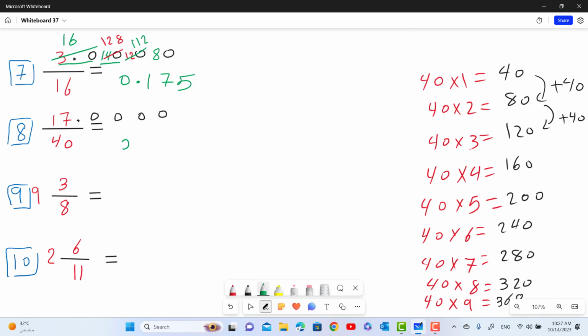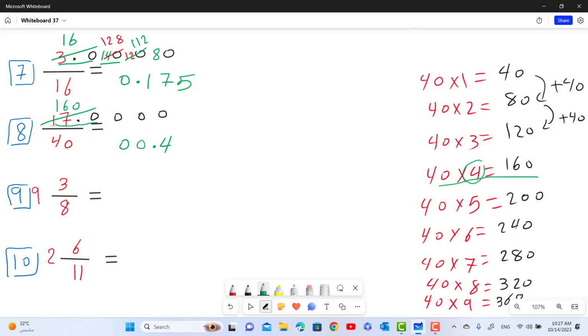17 divided 40 we can't. Put 0 and take next. 17 divided 40 we can't. We put another 0 and take next. I pass through the dot, I put dot. 170 divided by 40. No 170 here, but we have this 160. Cancel this. 160 divided by 40 will be here, from here will be 4.